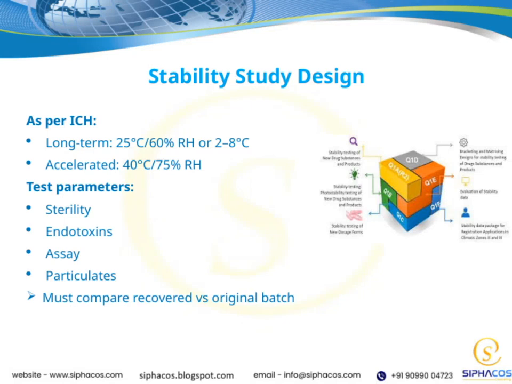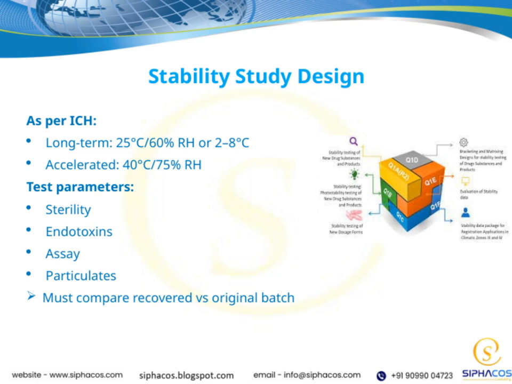Let's take a closer look at the stability study design. According to ICH guidelines, we have different conditions for long-term and accelerated testing. For long-term stability, samples are stored at either 25 degrees C with 60% relative humidity or at refrigerated conditions of 2 to 8 degrees Celsius. These conditions help us understand how the product behaves over time under typical storage scenarios.